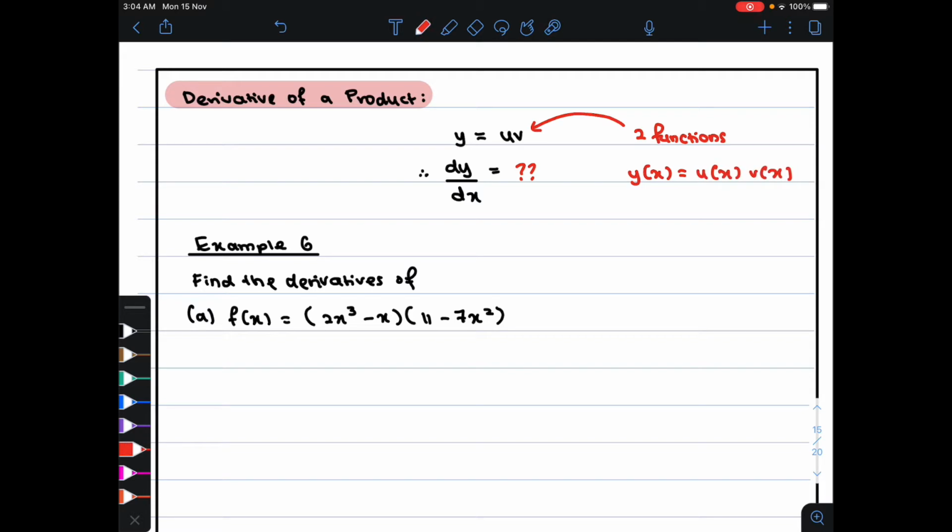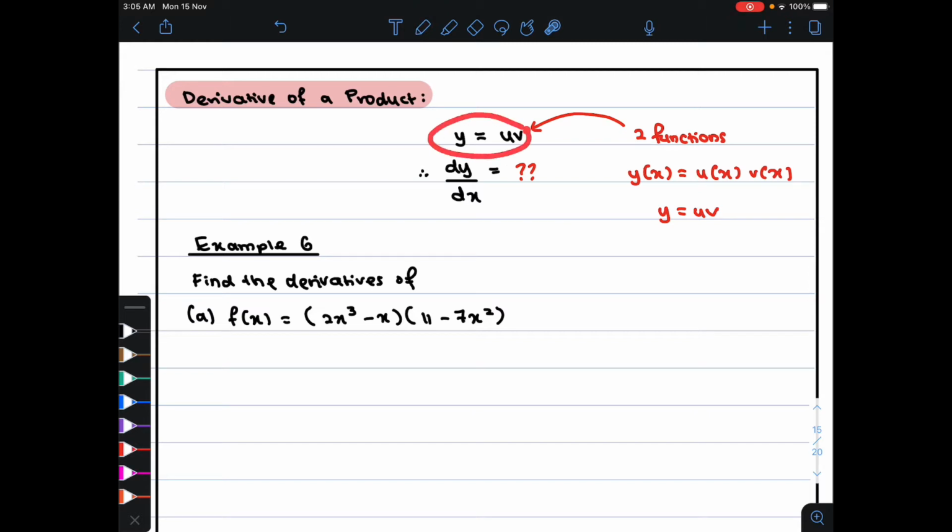So we'll get u(x) times v(x). So all the functions should be in terms of the same unknown, which is x in this case. Instead of writing it like this, you can just call y(x) as y, u(x) as u, and v(x) as v. So that's why we have y equal to uv.